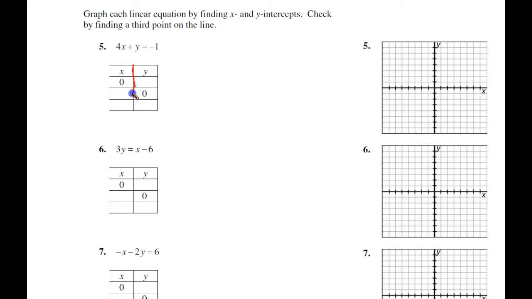And I'm saying you only need to do this much. They'd like you to do another point, just for sure, but again, if x is 0, y is going to be -1. If y is 0, this is going to be a -1/4. All right, here's a case where a -1/4 might be hard to plot.